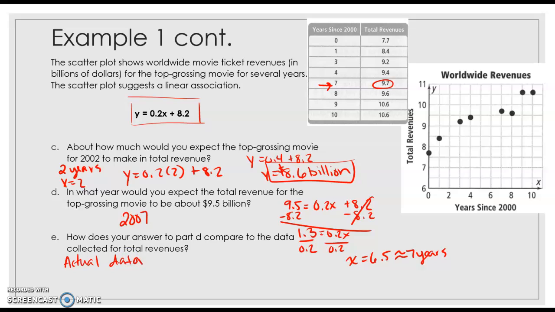So if we're comparing the actual data, it was 9.7 billion. So it's not exact, but it is reasonable. So our $9.5 billion is a reasonable estimation for the year 2007.